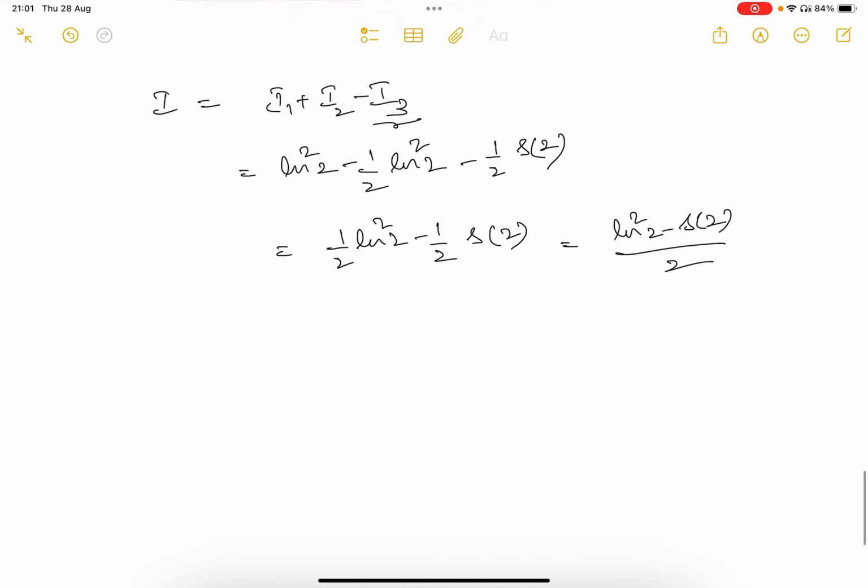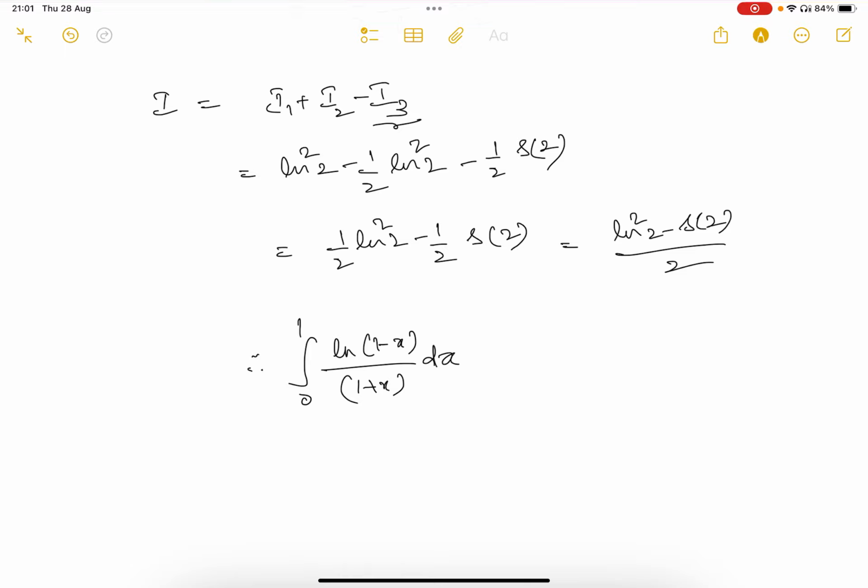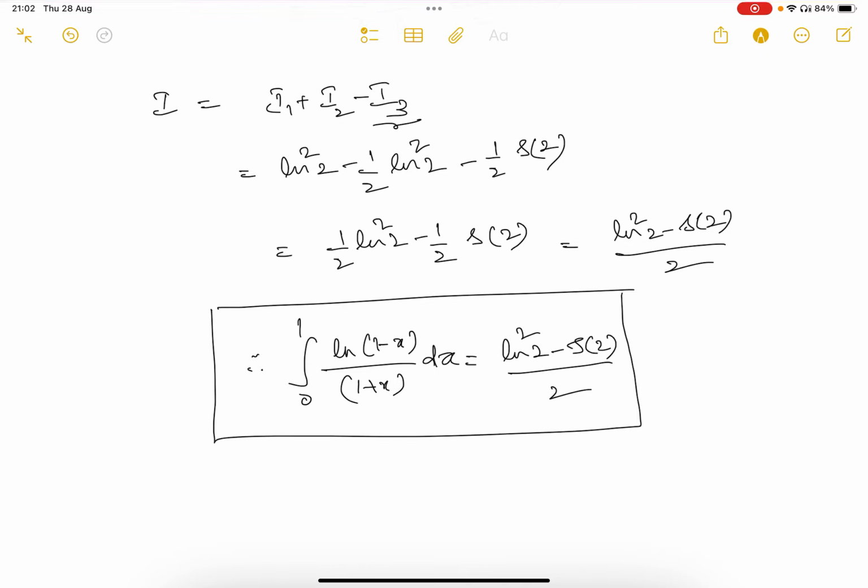Finally, the integral from 0 to 1 of ln of (1 minus x) by (1 plus x) dx is ln square 2 minus Riemann zeta function of 2 by 2. So this is the solution.